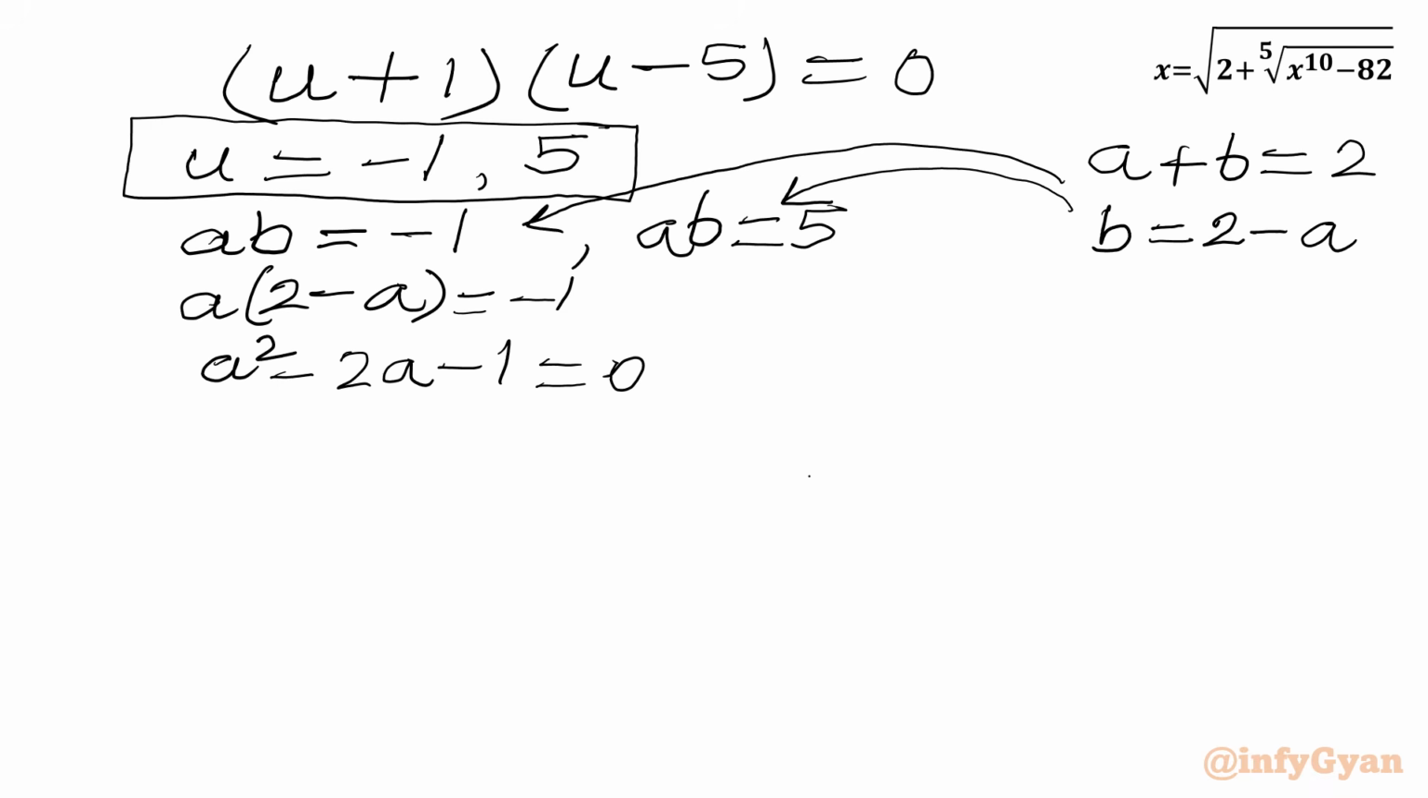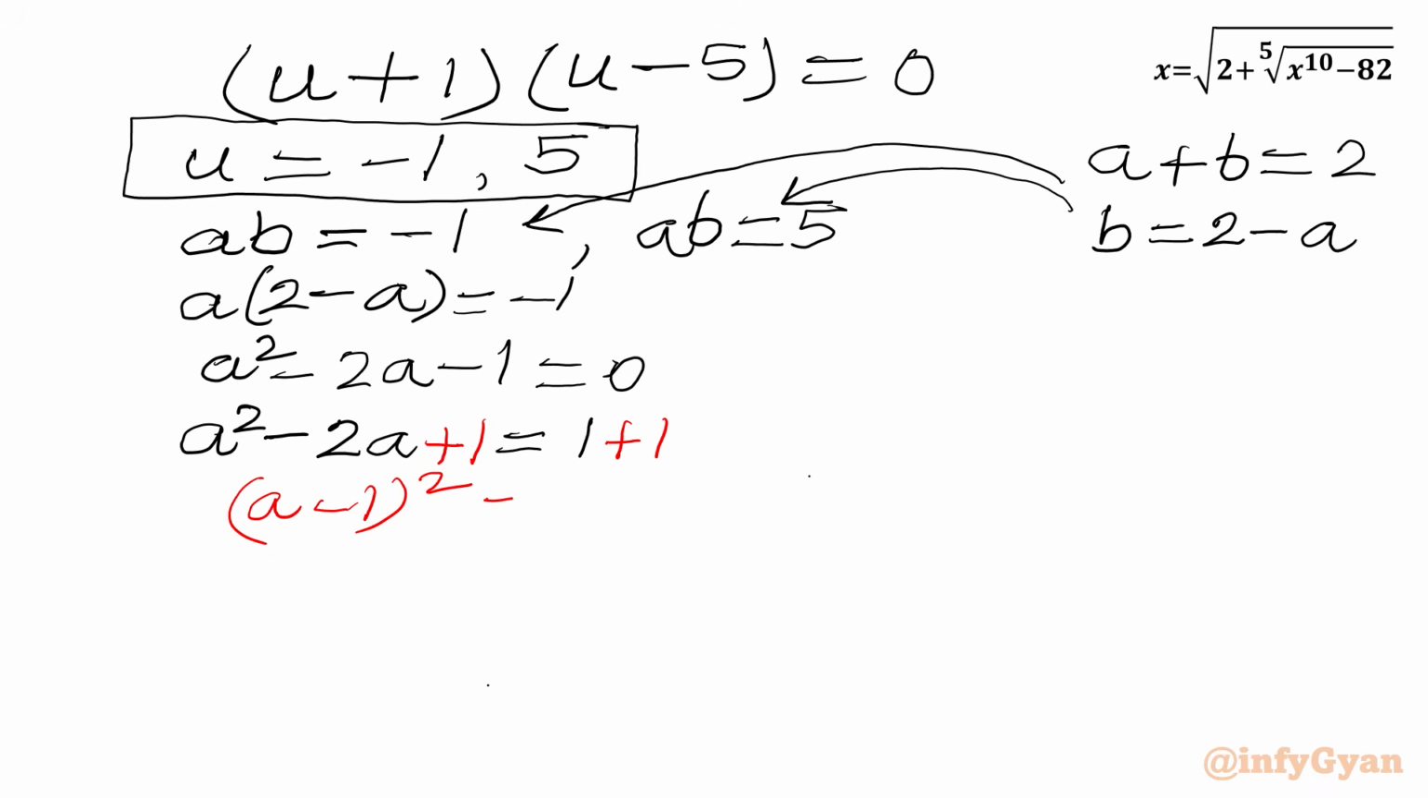We can use the completing the square method. So I will write here a square minus 2a in the LHS, and I will take minus 1 to the RHS, so it will become plus 1. Now we have to add 1 to both sides to get a perfect square on the left hand side, which will be a minus 1 whole square. And on the right hand side we have 2. After taking the square root of both sides, we will get a minus 1 equal to plus minus root 2.